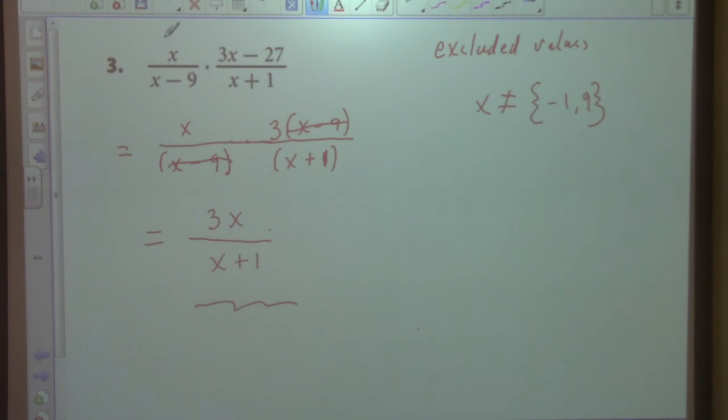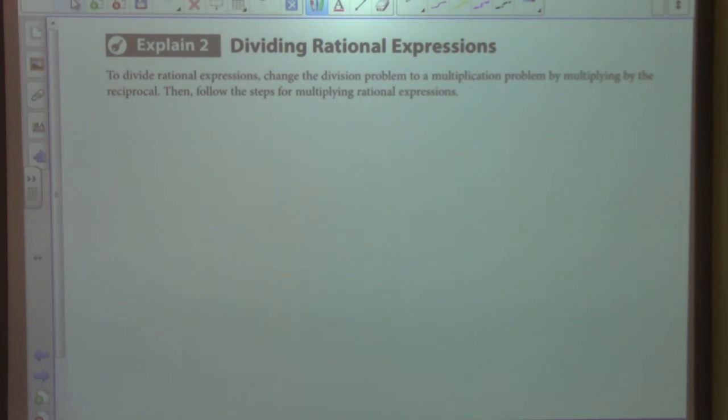All right, we're going to go ahead and go into dividing rational expressions.